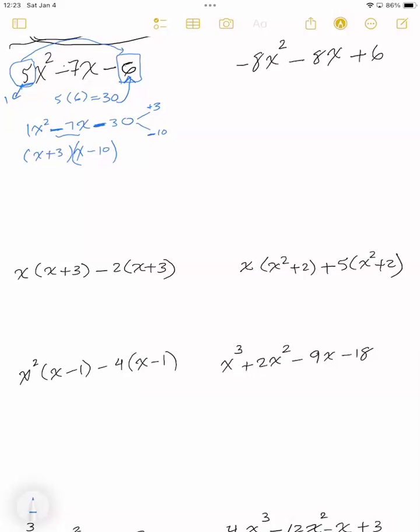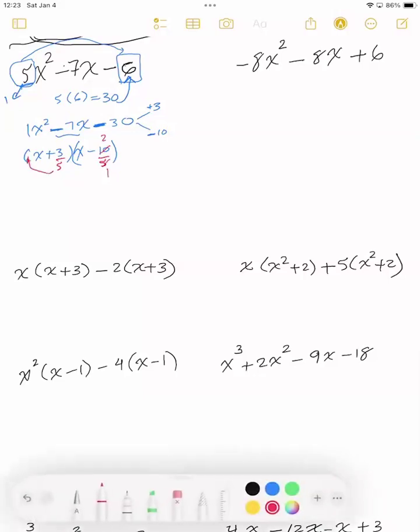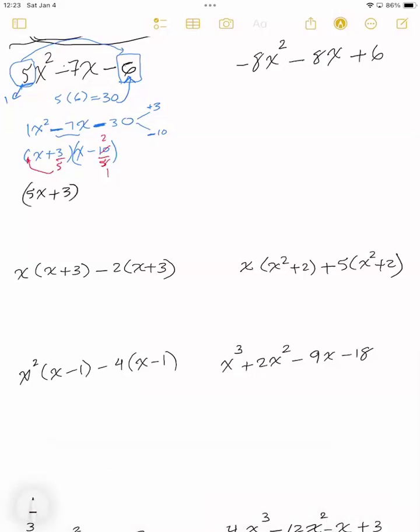And then the next move is to remember to divide by that 5. 3 and 5 cannot be reduced, but 10 and 5 are reduced. 5 moves here. So I get 5x plus 3. If 1 moves here, I get x minus 2. And that is your answer.